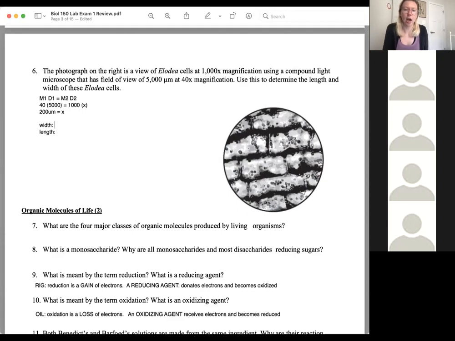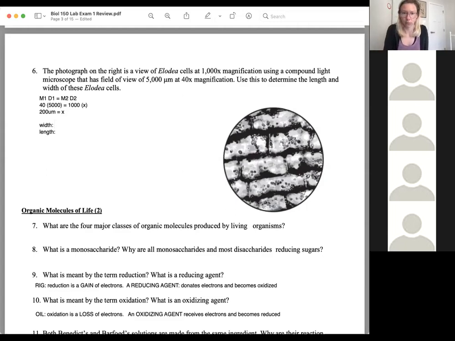Looking at this, how many cells does it take to go across the widest part of this field of view? 3. So yeah, obviously we see a little bit of a cell, one whole cell, and then another partial cell. I would say that this part of a cell and this part of a cell kind of complete each other, so it's more like maybe 2.